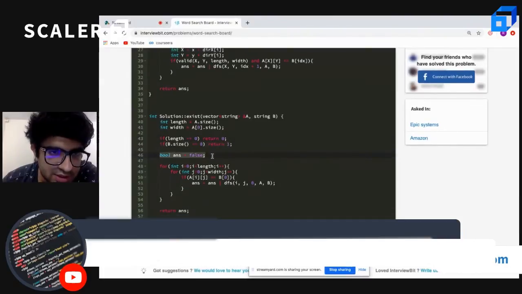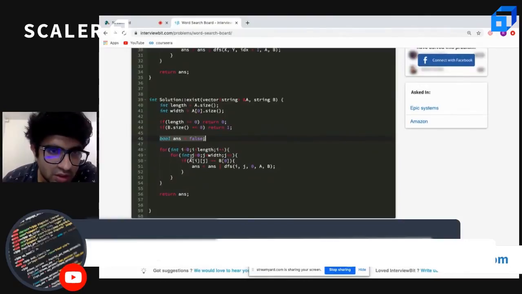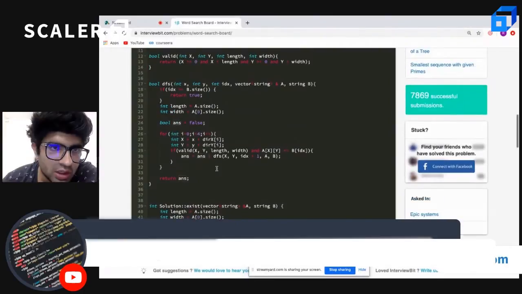Now I am initializing my answer to false. That is good. Now I am iterating over all my matrix. It's not required, but we are just optimizing it. If that particular element in the matrix is equal to B0, then only I am applying it. And I am taking my answer or this. If this is returning true, then this will automatically become true. So there is no problem on that front. Now, if I end up exploring all the string, then I need to return true.